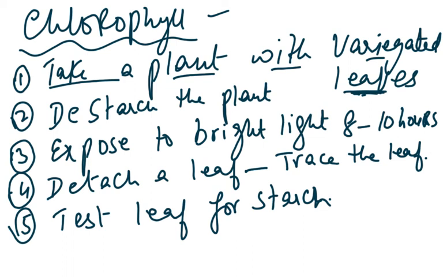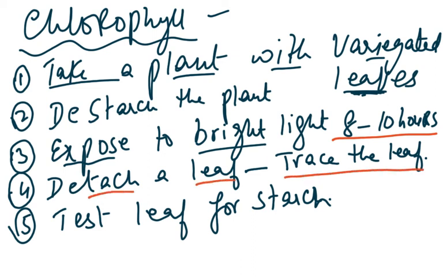Then you take it out and you expose it to bright light for 8 to 10 hours. Then you detach a leaf and you trace the leaf. Because when you test the leaf for starch, you're going to boil it in alcohol or ethanol, and all the green color is going to be lost. So you just get a white leaf. Now you won't remember which part was green and which part was white.